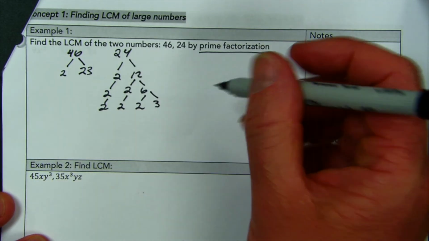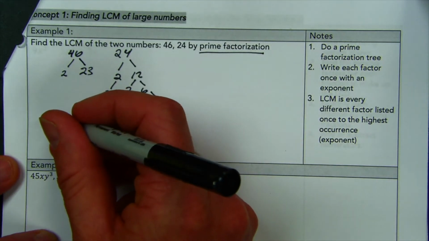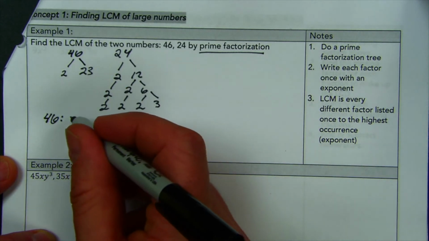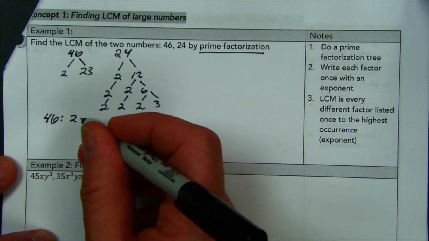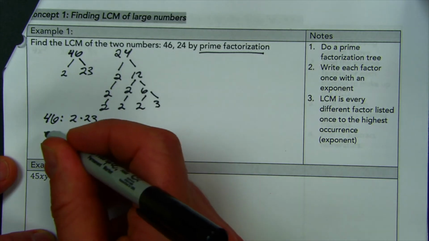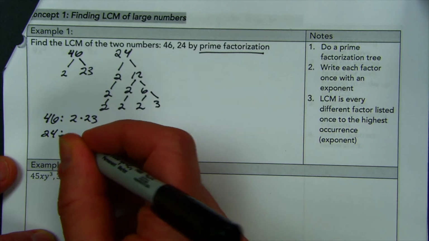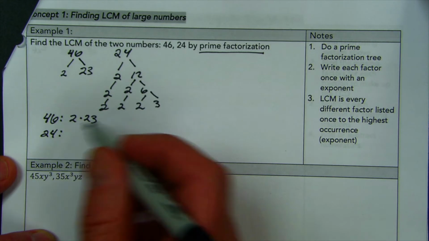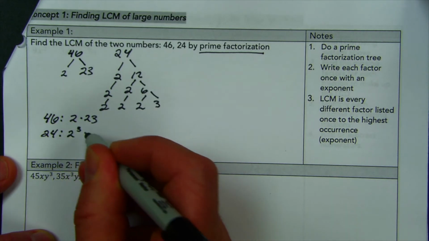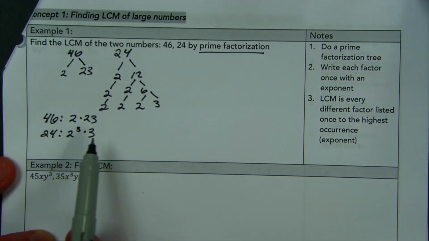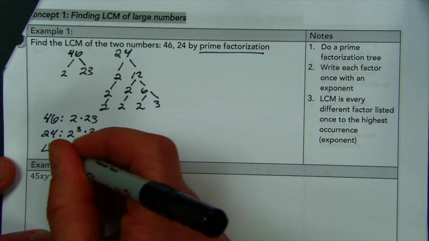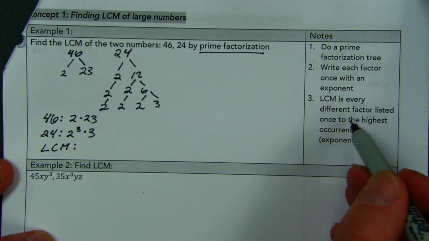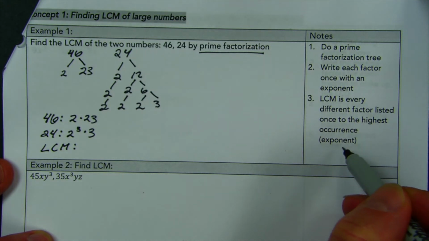All right, so what we got here is, I'm going to write these numbers and a colon, and I'm going to list the prime numbers. So we got 2 times 23, that's 46, and 24. I'm going to write each factor once with an exponent. So I'm going to write 2 cubed times 3. Okay, so that's 46 and 24. My least common multiple is every different factor listed once to the highest occurrence or highest exponent.